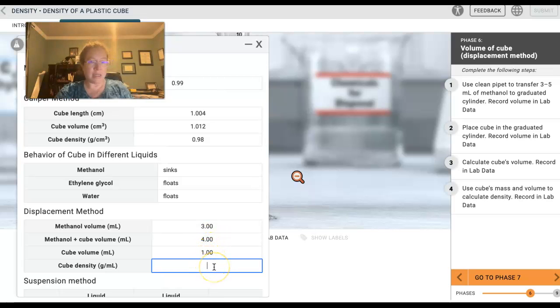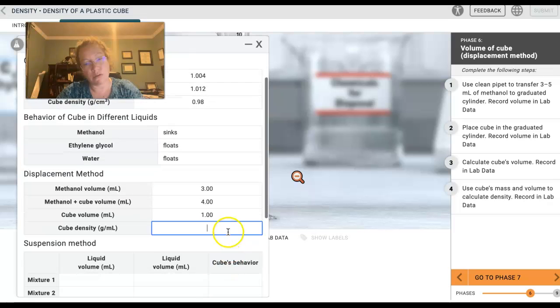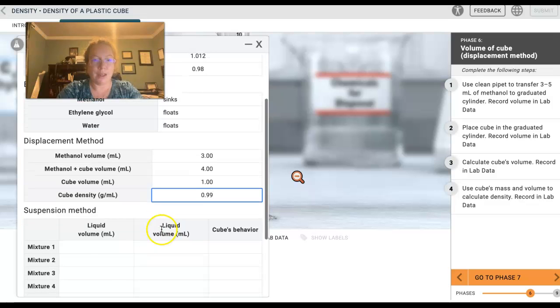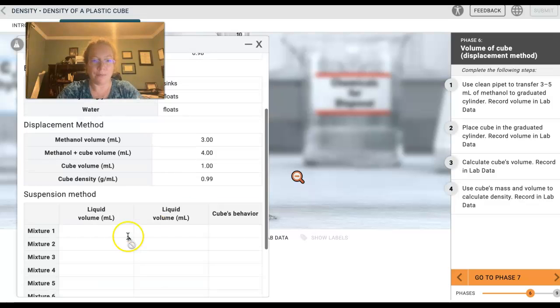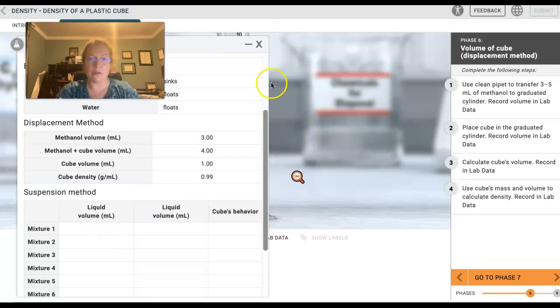So the cube's density now is, you take 0.99 for my experiment divided by 0 is still going to be 0.99. If my computer will respond. Hello, computer. 0.99. There. Okay. And that's correct.